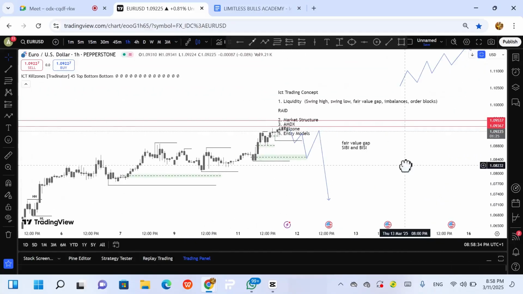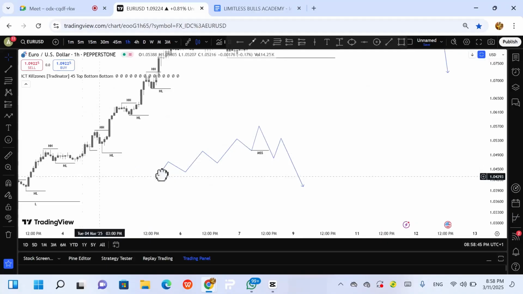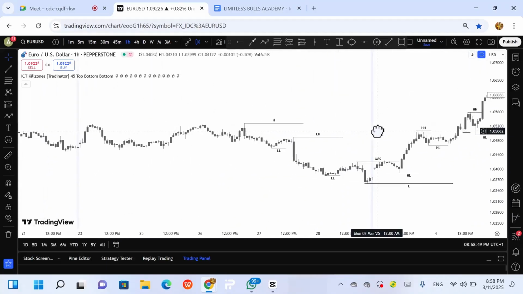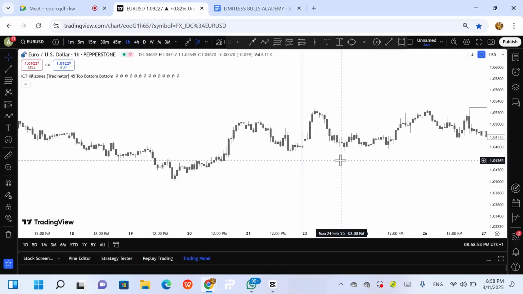So now, so far, what have we done? We have covered the different liquidities according to ICT. We have spoken on market structure, and also examined the change of character, that is the market structure shift. And this is what we are having here, a market structure shift. There's a sign of strength. Let me look for another market structure shift example.